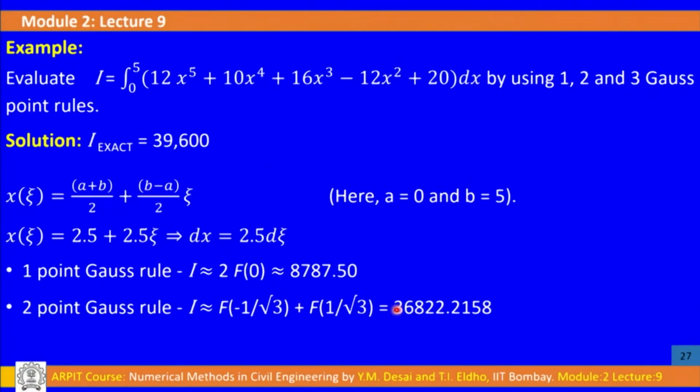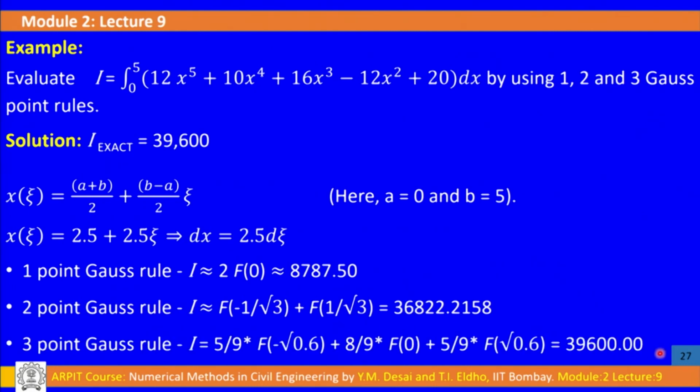Similarly, if I do the 2-point Gauss rule computation, again the value is less than the actual value, 36,822. This would have given the exact value had our integrand been a polynomial of degree 3 or less. And if you use 3 or more Gauss points, now you will recover the exact value. Okay? So, this is how we do numerical integration in a one dimensional domain.